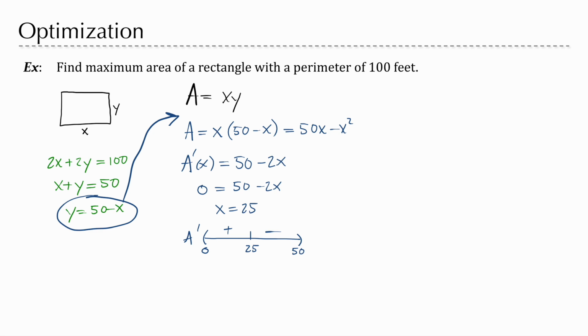Now this time, the answer to the question isn't the measurements. We're not looking for the actual values of x or y. It wants to know what the actual maximum area is. So we actually don't need to find the value of y. What we can do is take our answer x equals 25 and plug it in right here, because this tells us what that max area is going to be for any x value. So plugging in 25 and punching that up, it gives us an area of 625 square feet.